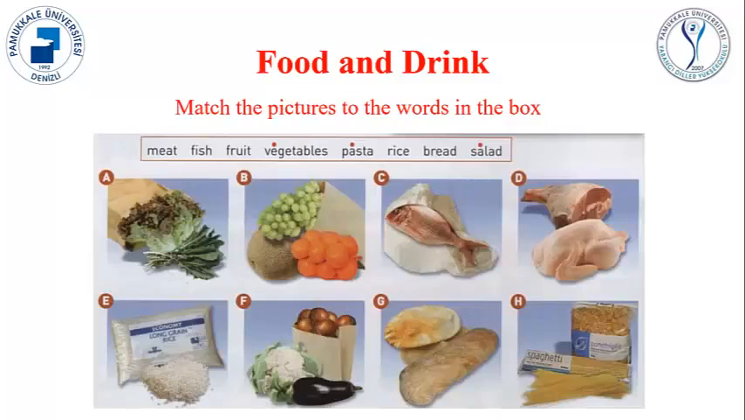Food and drink. Match the picture to words in the box. Picture A is about salad. Picture B shows fruit. Picture C, fish. And the next one, we say generally meat, and food, rice, vegetables, bread, and pasta.